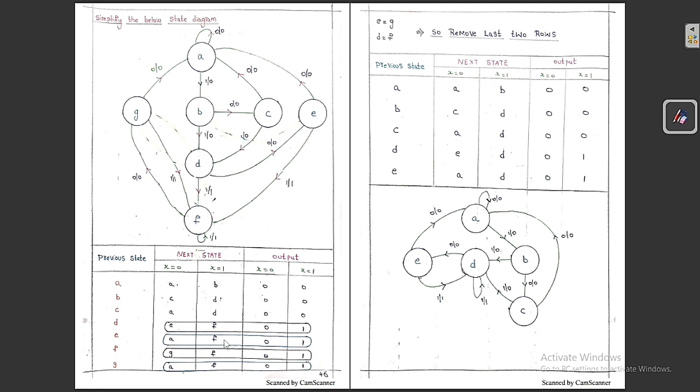So if you compare all these things, we are going to get these two rows are equal and these two rows are equal. Finally, E is equal to G and D is equal to F. These two things we are going to get. So remove the last two rows. What I am trying to say is very simple. Here E is equal to G.